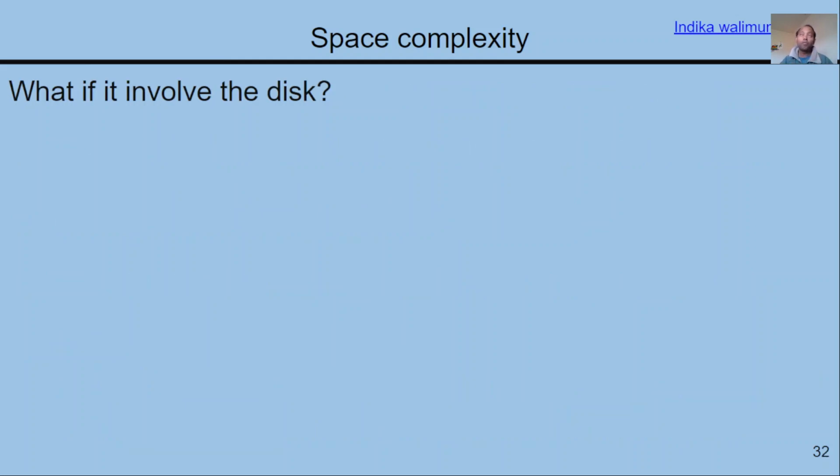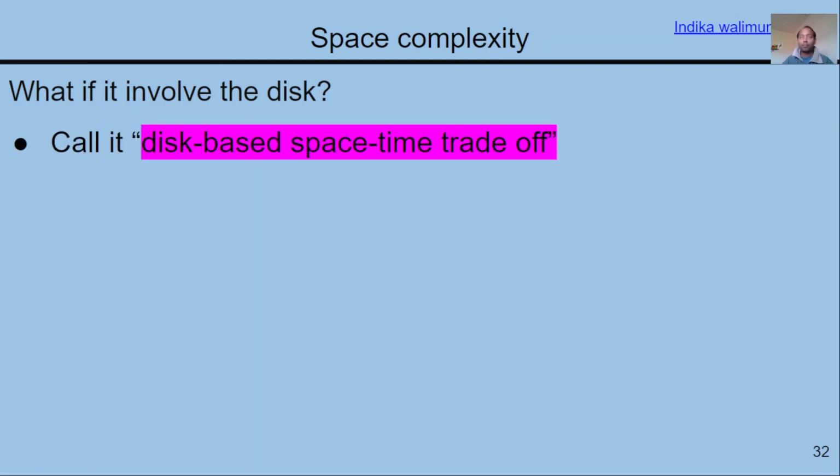How about when we involve the disk? This happens whenever the operating system of a computer gets close to the total RAM memory the system has. It's going to start using a specific place in the hard drive as storage of memory. When that happens, we know the system is going to slow down significantly. So we call it the disk-based space-time trade-off.